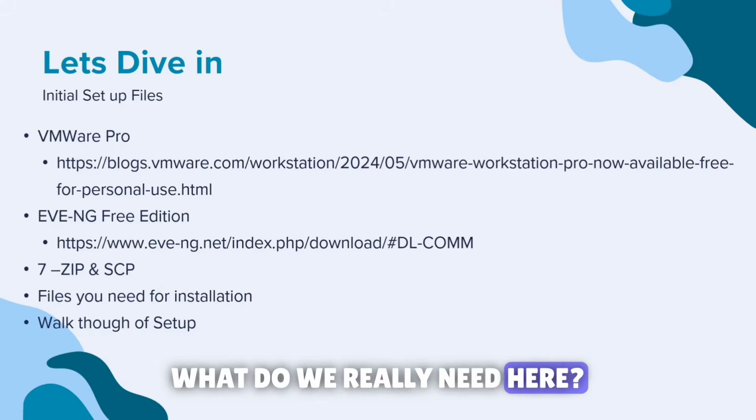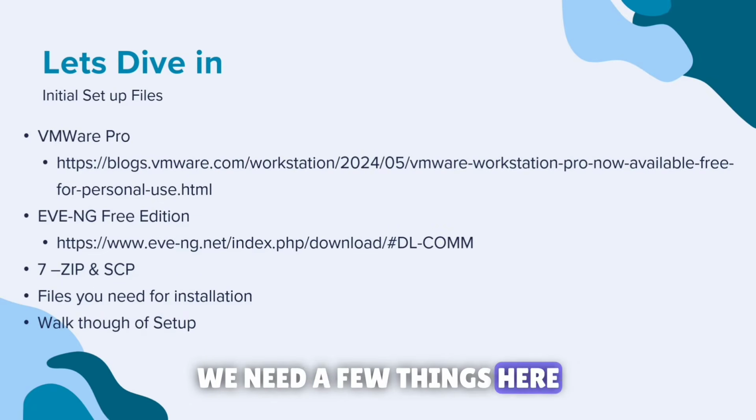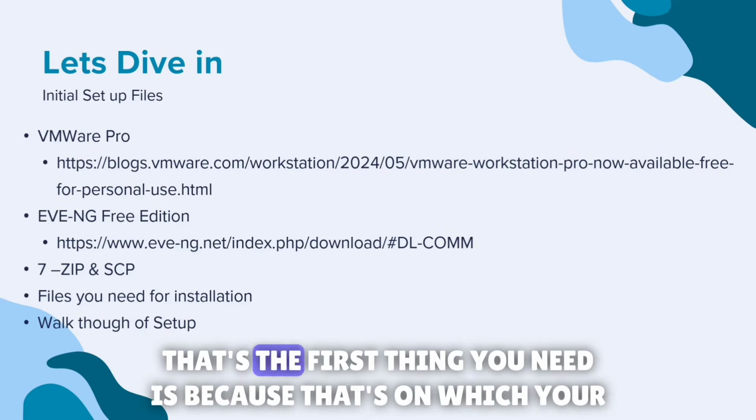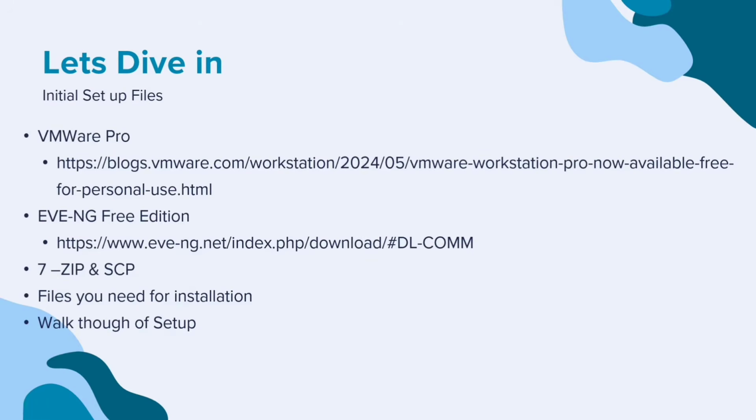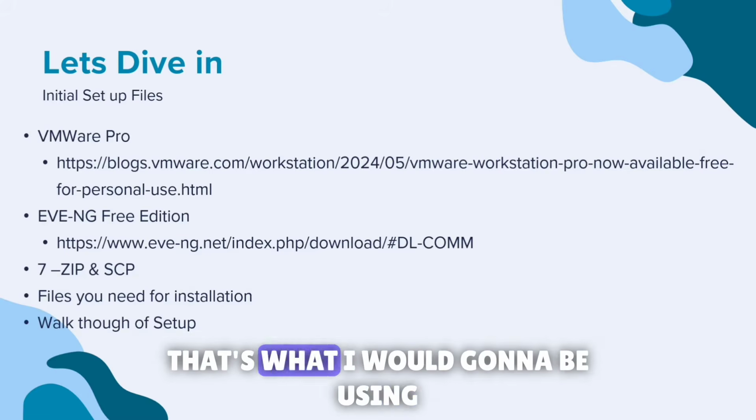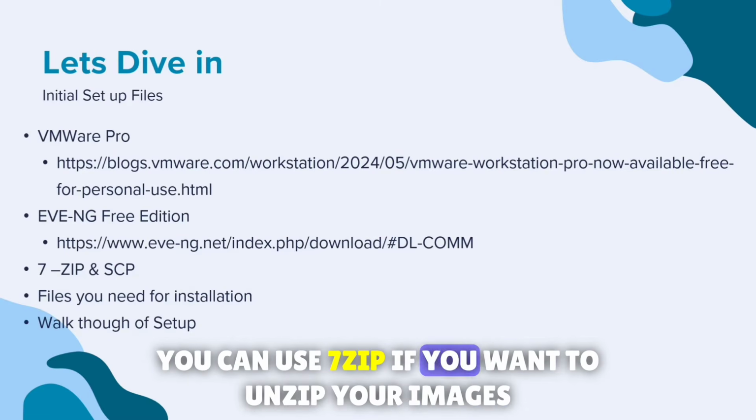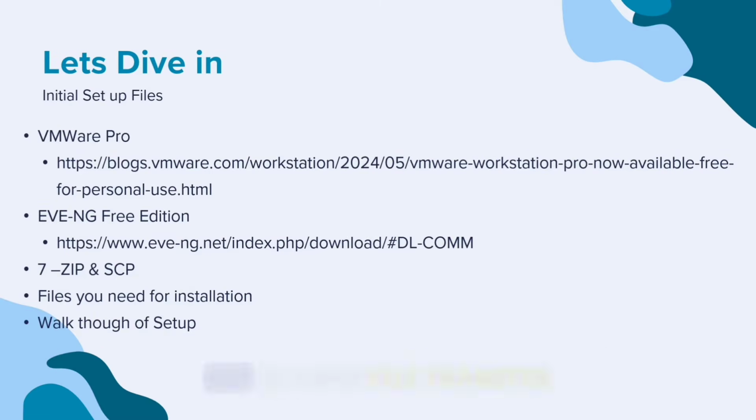So what do we really need here? We need a few things. We need VMware Pro. That's the first thing you need, because that's what your EVNG runs on. You can use the free edition. That's what I was going to be using. You can use 7-Zip if you want to unzip your images.